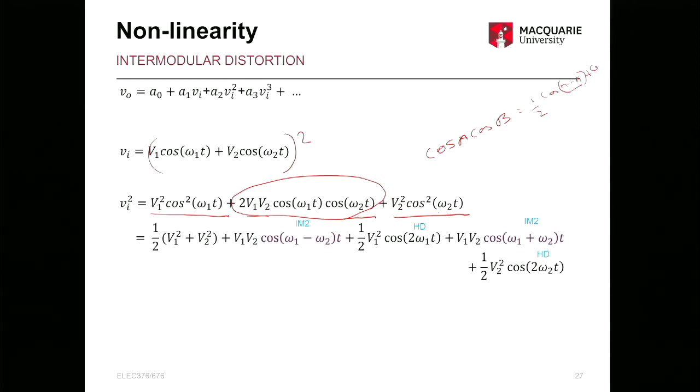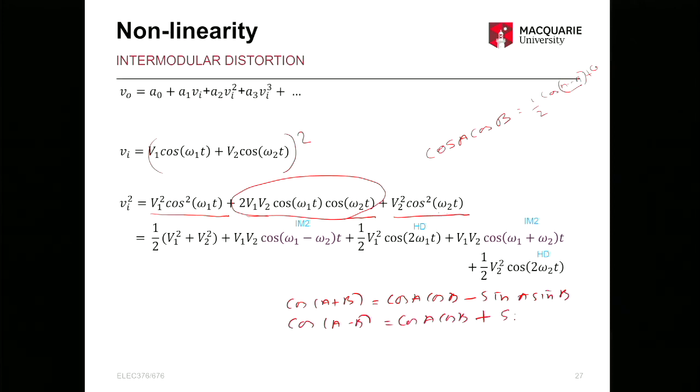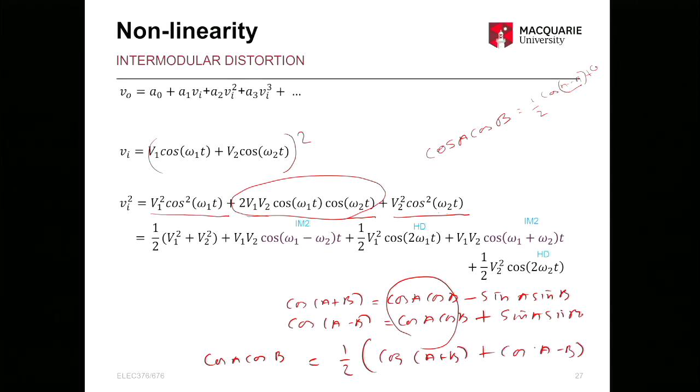That's because cos(A plus B) is cos A cos B minus sin A sin B, and cos(A minus B) is cos A cos B plus sin A sin B. So cos A cos B is half of cos(A plus B) plus cos(A minus B). That is where omega 1 minus omega 2 and omega 1 plus omega 2 come from, because of this term.